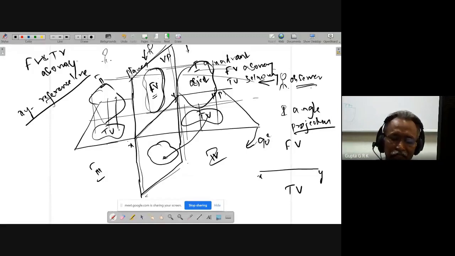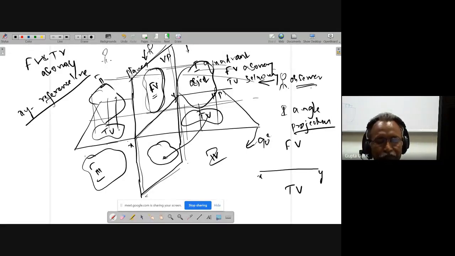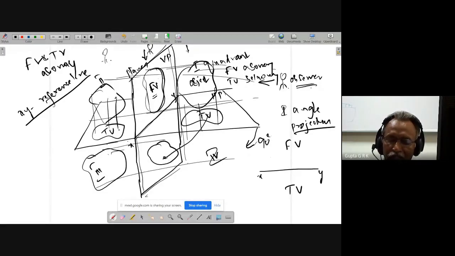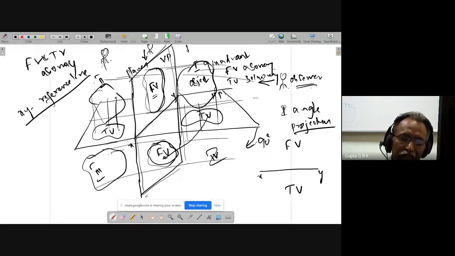Now what happens if I keep it in the third quadrant? Again, my position will be the same. I am on the right side and I am seeing it, so I have to assume the VP to be transparent. If I draw the projection, I get the front view below XY. What happens to the top view? Again, I stand here on the top, and to look at it I have to assume HP to be transparent, and I get the view here. So top view comes here, and front view comes here.